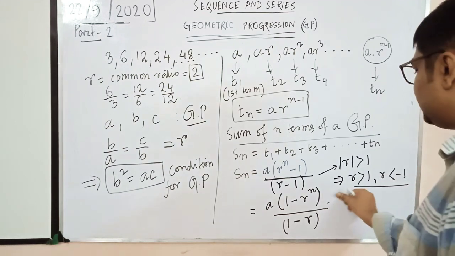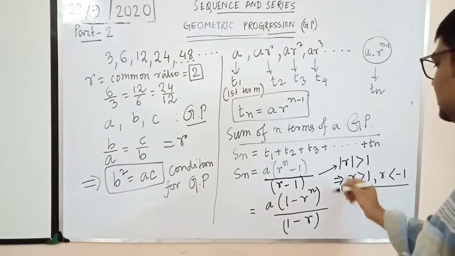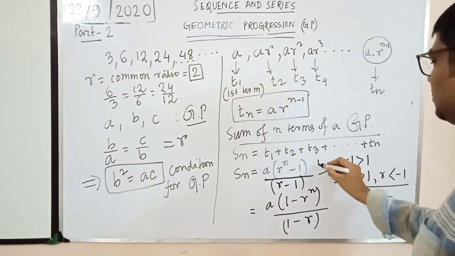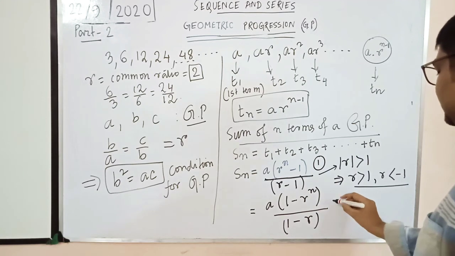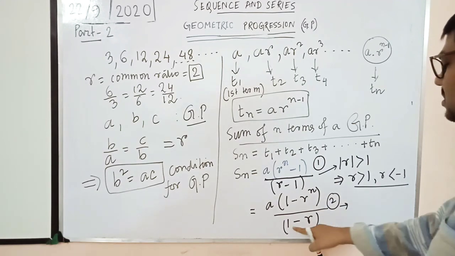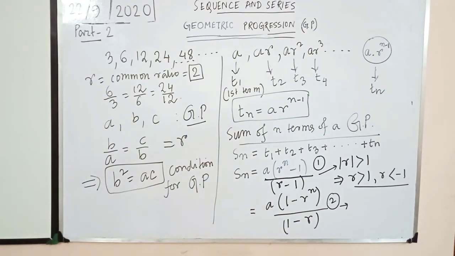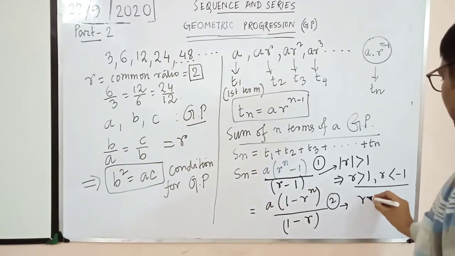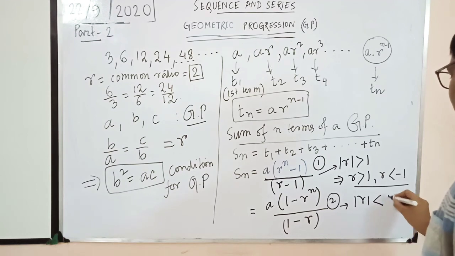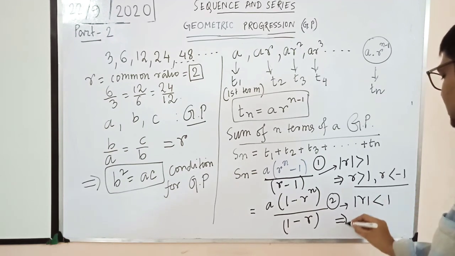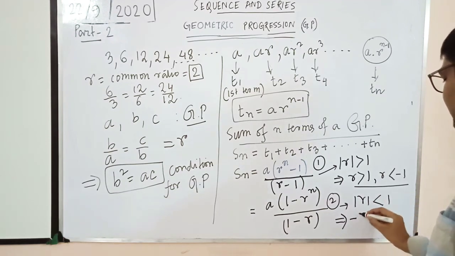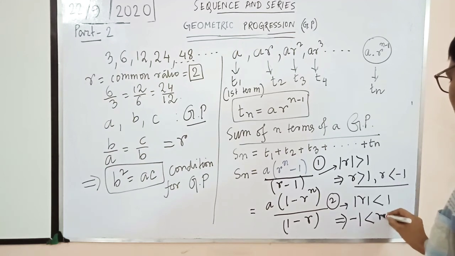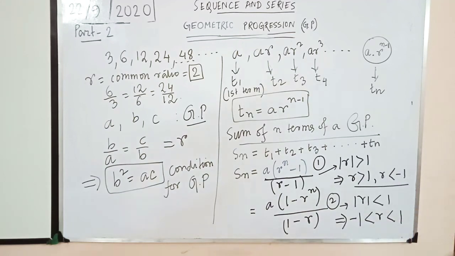Now the second formula. This is formula number 1 and this is formula number 2. Formula number 2 is used when mod R is lesser than 1. That means R is between 1 and minus 1.